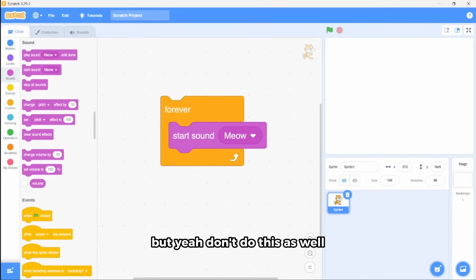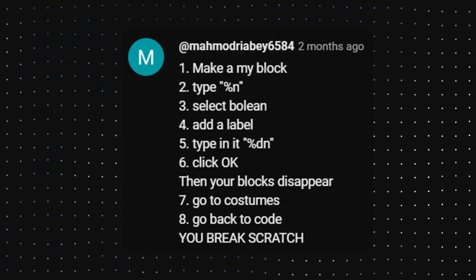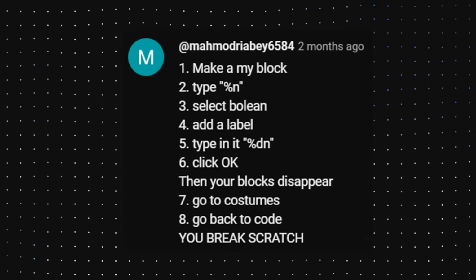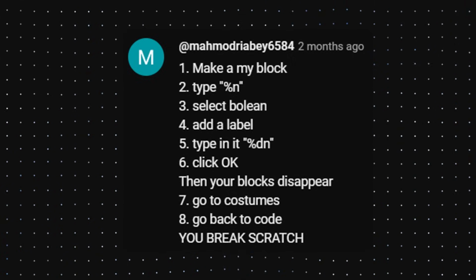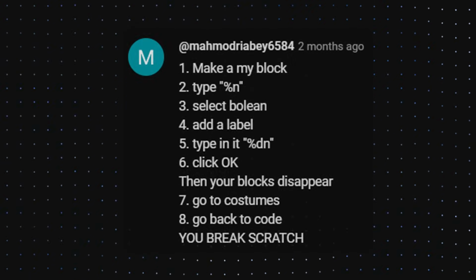But yeah, don't do this as well. Well, I'm not reading that name. Make a block, type percent in, select boolean, add a label, type in percent d in. Click OK, then your blocks disappear. Go to costume, go back to code, you break Scratch.